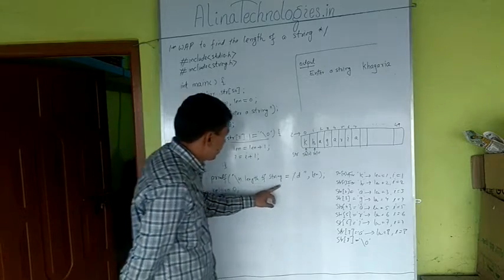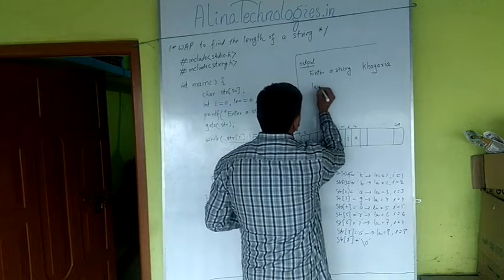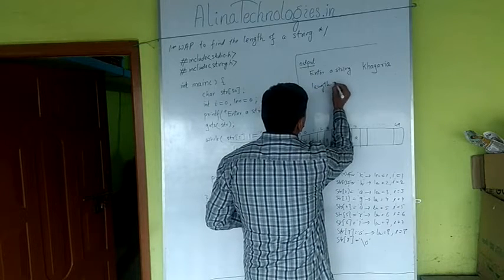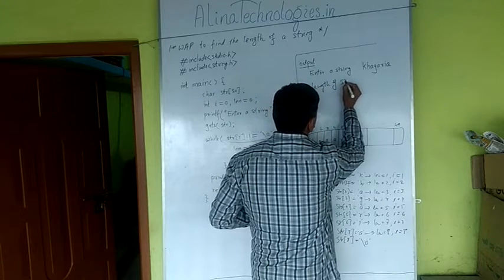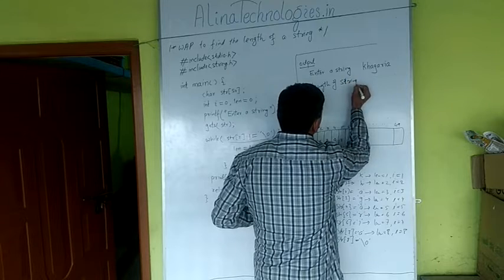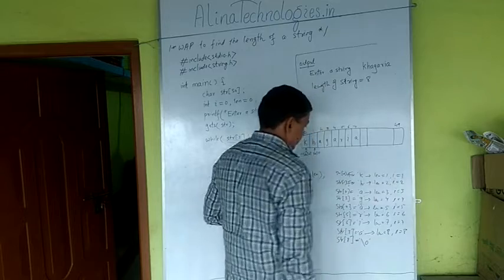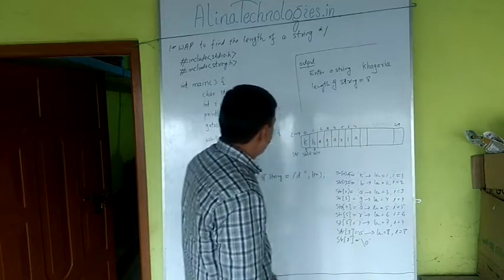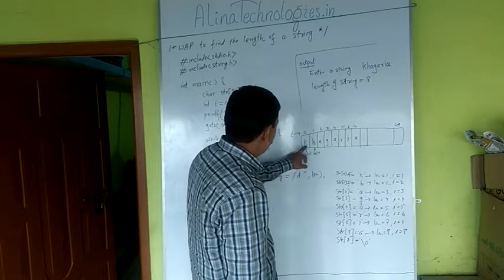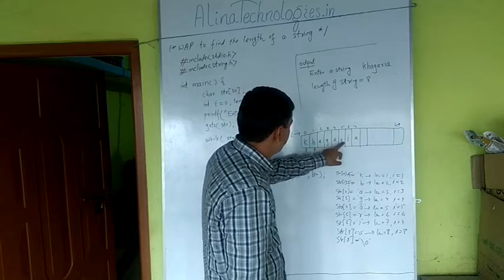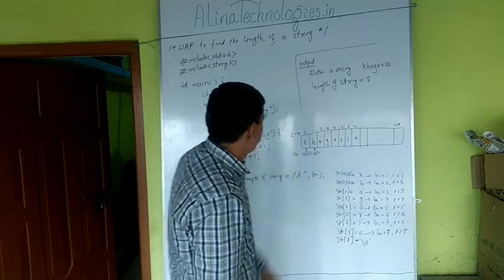It prints: length of string is 8. We have calculated it. And now you can count: 1, 2, 3, 4, 5, 6, 7, 8. Length of string will be 8.